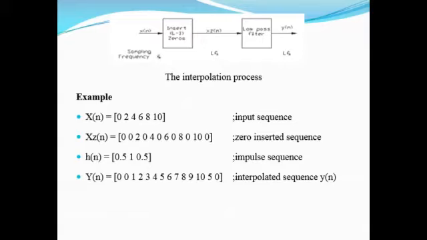So h of n is the impulse sequence, which we consider as 0.5, 1 and 0.5. So y of n will be the interpolated sequence: 0, 0, 1, 2, 3, 4, 5, 6, 7, 8, 9, 10, 5 and 0. So this is nothing but the interpolated sequence. We have already calculated y of n from h of n and x of n earlier. The same procedure is followed here in order to calculate y of n.